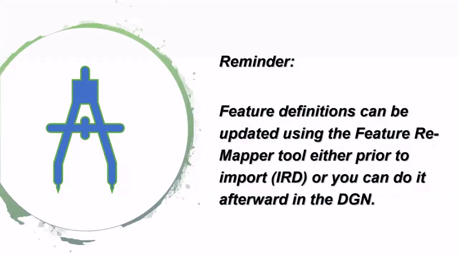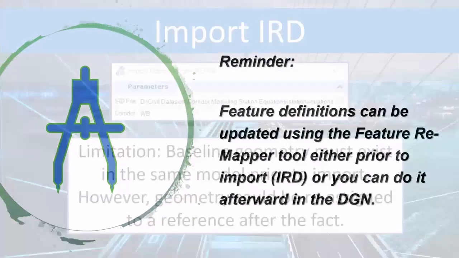So let's turn to the ORD and I'll show you how this works. Now, just a reminder very quickly before we bring in the IRD file, that you can update your feature definitions using feature remapper. You could have done it prior to importing it, or you can import it and then remap it afterward in the DGN. It's kind of up to you.